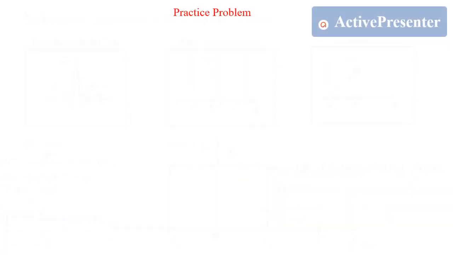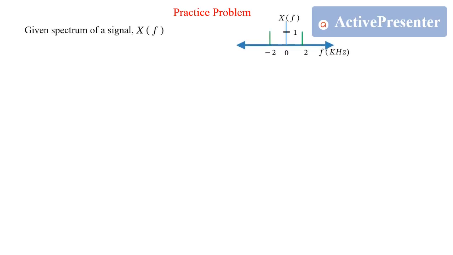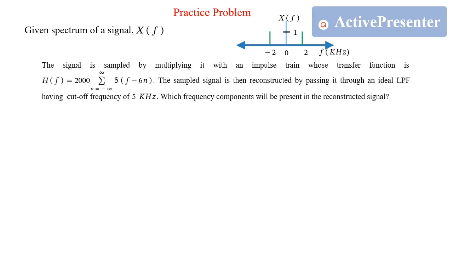Let's deal with a numerical problem that gives us an idea of the ideal interpolation method of reconstruction. You are given the spectrum of a signal, X(f), and you are told that the signal is sampled by multiplying it with an impulse train, and you are given the Fourier transform of that impulse train. For ideal reconstruction, the sampled signal is passed through an ideal low pass filter with cutoff frequency of 5 kHz. Now the question is, which frequency components will be present in the reconstructed signal? Let's discuss its solution.